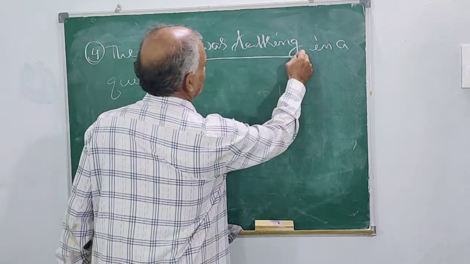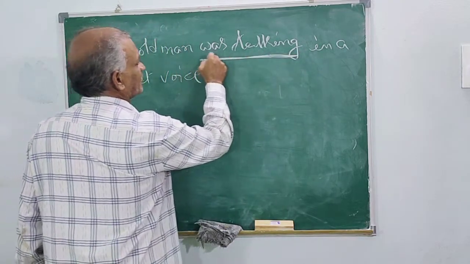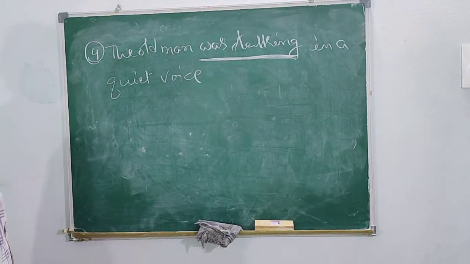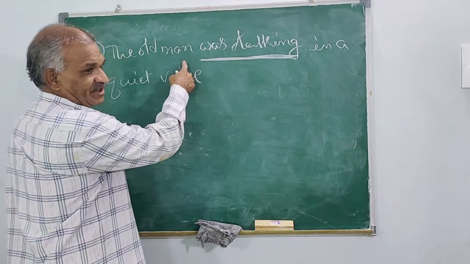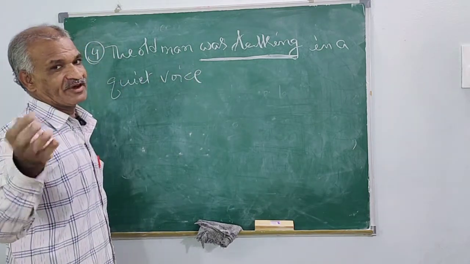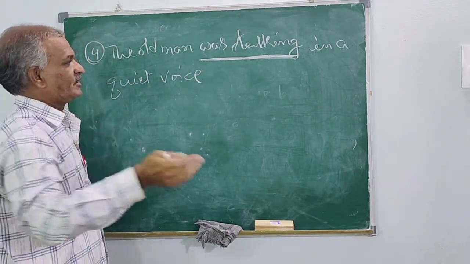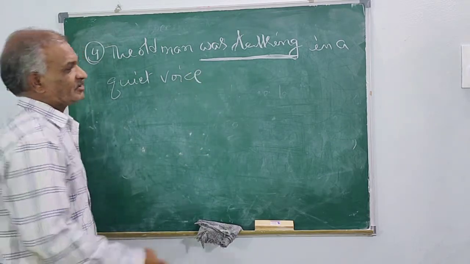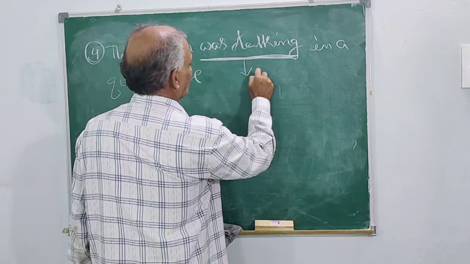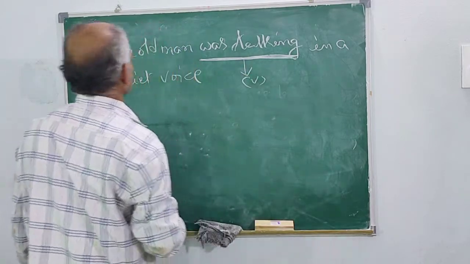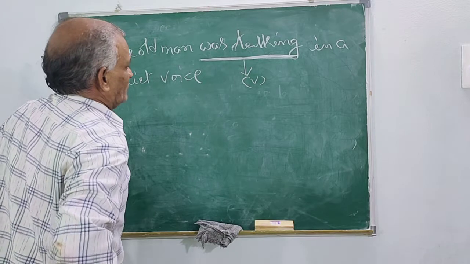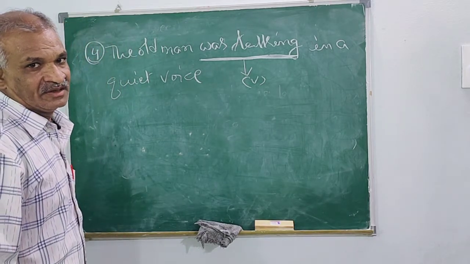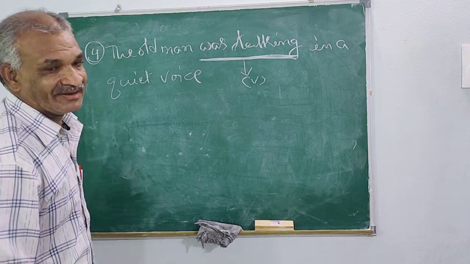Yes. What about this? I underlined this. If I underline here, your answer may be different. But I underlined this: was talking. What about this? This is what is called a verb. Okay, let us have one more discussion to avoid the confusion.